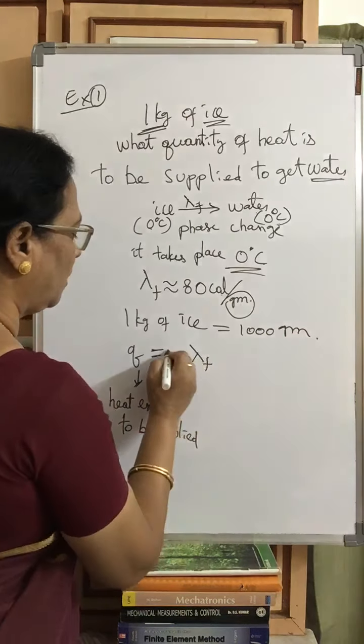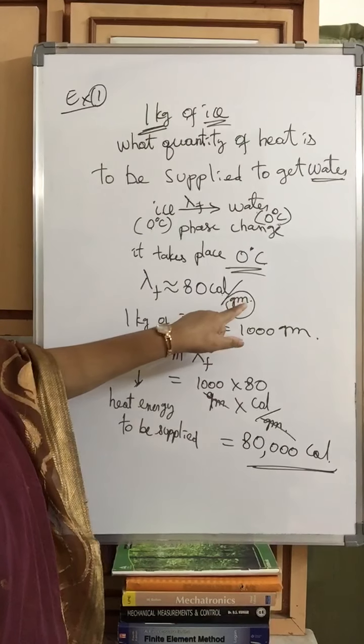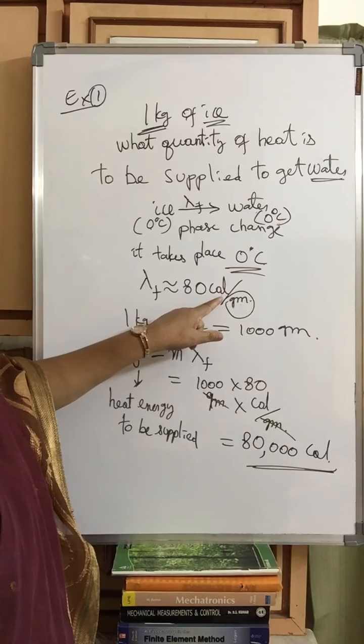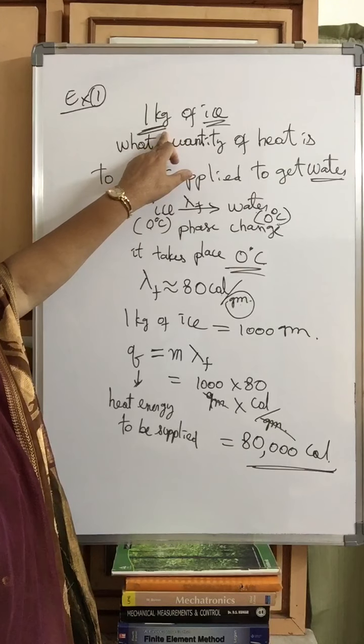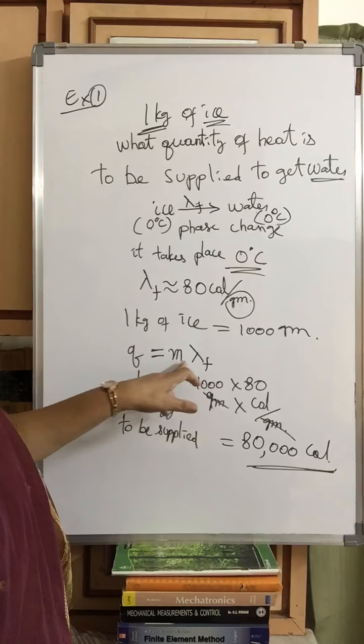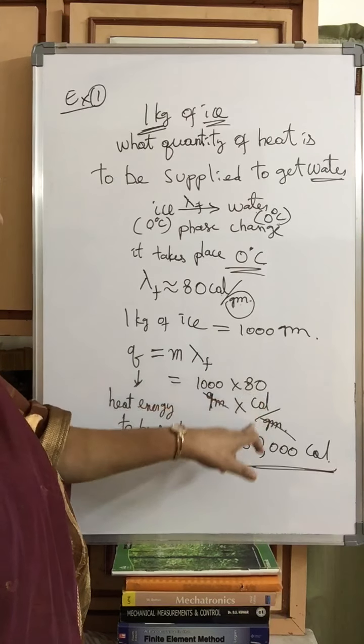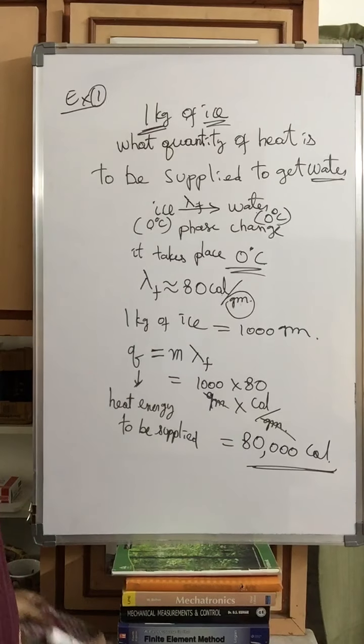That means, in order to melt 1 kg of ice, that means 1000 grams, since you have lambda in per gram units, what quantity of heat is to be supplied? Per 1 gram, 80 calories. So per 1000 grams, how much? m lambda F, 1000 into 80.